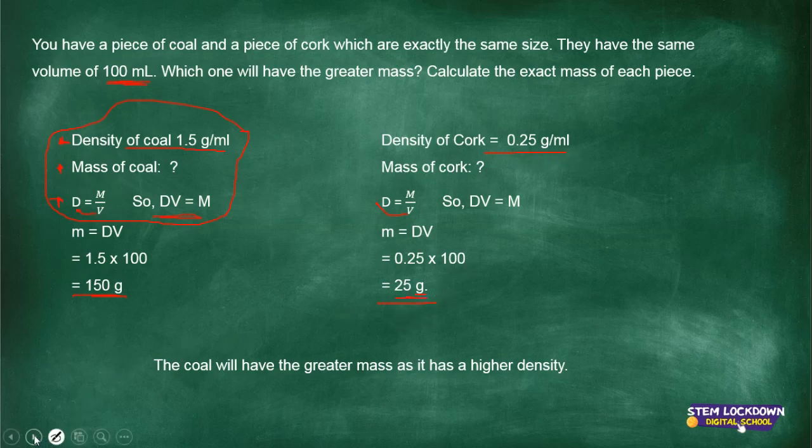Okay, I hope that makes it clear for you how mass is related to density. We did this through this calculation. So we saw the higher the mass, the greater the density. The mass here for the cork was less, so the density was less.